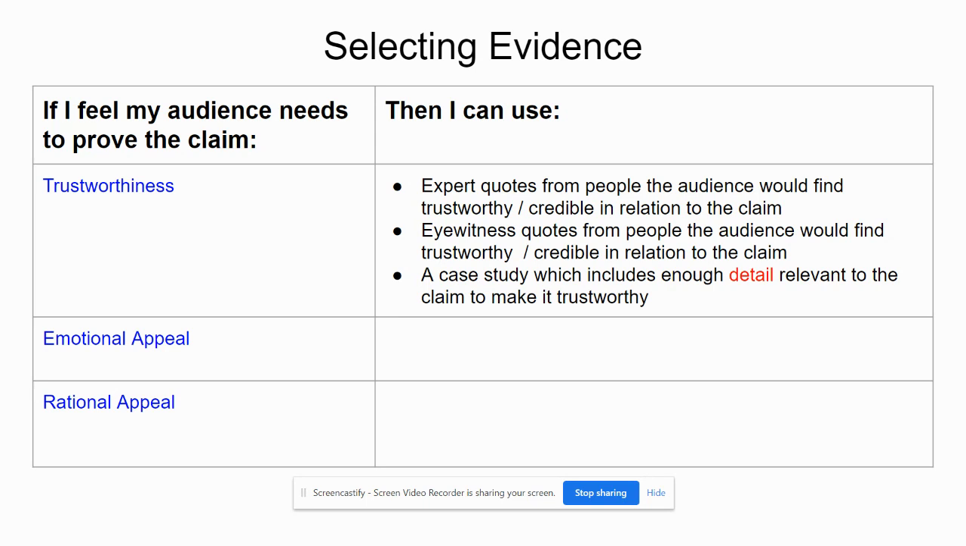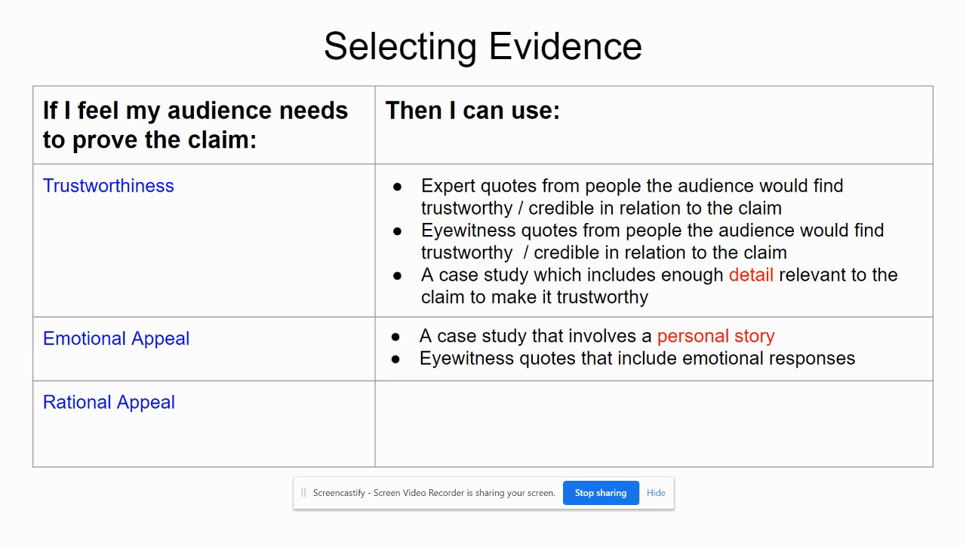If you feel that your claim for this particular audience requires some emotional appeal, then you can choose a case study that involves a personal story. Here, the research on argumentation shows that people are much more likely to believe, particularly if you're trying to convince somebody to do something rather than just believe something, much more likely to support something and feel that emotional appeal if it's an individual person's story that they can really feel empathy with, rather than statistics that are just much more generalized and impersonal. You could also use an eyewitness quote that includes some kind of emotional or empathetic response.